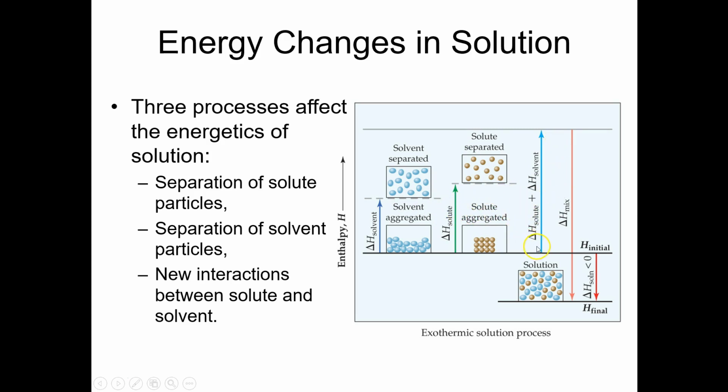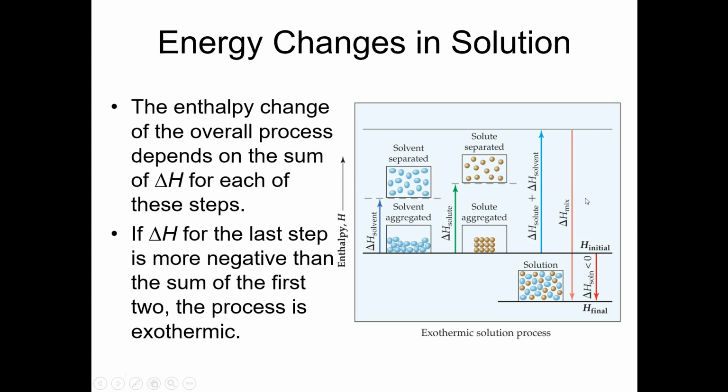And so this light blue arrow represents the sum of the dark blue arrow and the green arrow. That is the total amount of energy required to push the solvent particles apart, to push the solute particles apart. That's the total energy expended. And then this red is going to represent the energy that you get back, the energy that is released when intermolecular forces are created between solvent and solute particles.